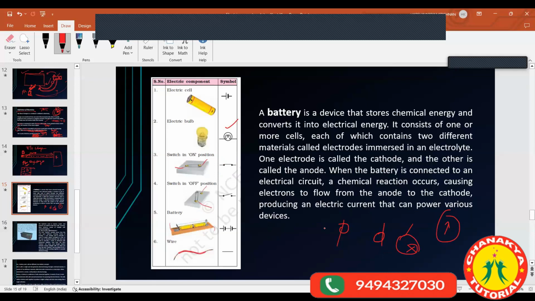Ma'am, in the subjective test, can we draw any of the symbols on this board? You can draw if your teacher has told you that it is correct. Okay.